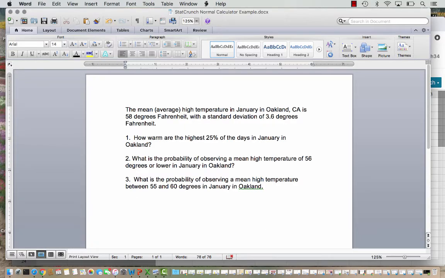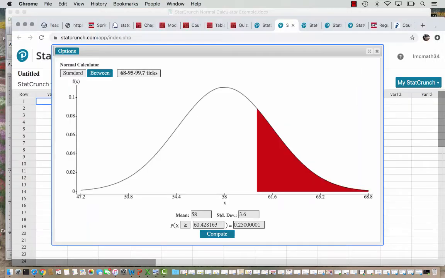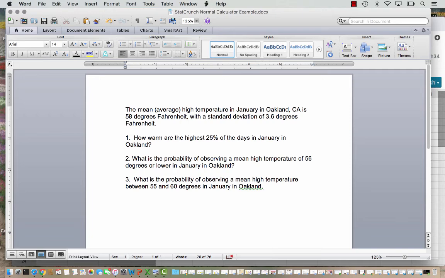So our second question asks, what's the probability of observing a mean high temperature of 56 degrees or lower in January in Oakland? So they're not giving us the probability as in the first question. Now they're asking us to find the probability. So we head back into our normal calculator. The mean and the standard deviation are going to stay the same. Now we're looking for temperatures that are 56 degrees or lower.